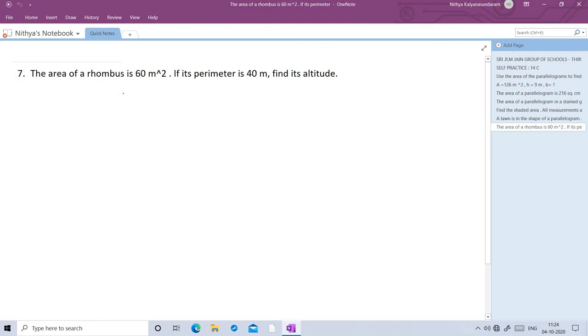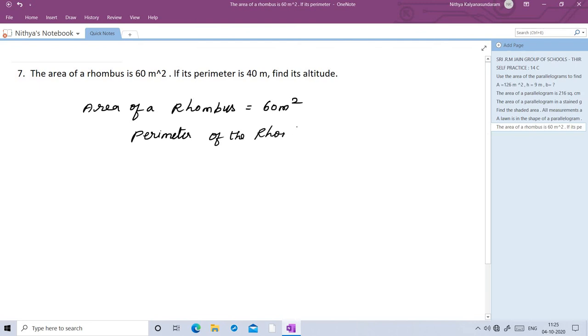Next question. The area of the rhombus is 60 square meters. Its perimeter is 40 meters. Find the altitude. So we want to find the height of the rhombus. Area of the rhombus is 60 square meters. Perimeter of the rhombus is 40 meters.